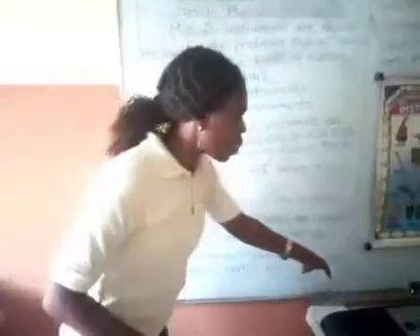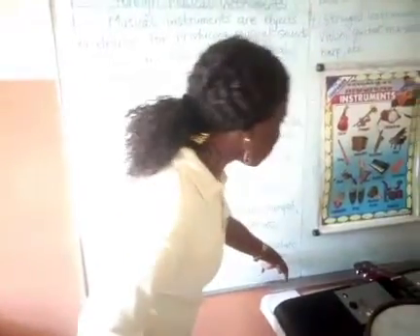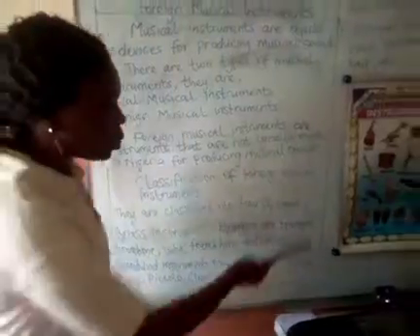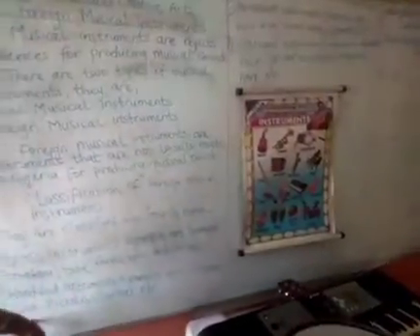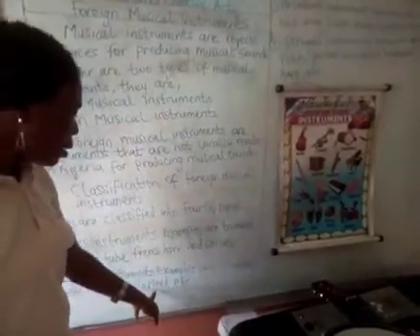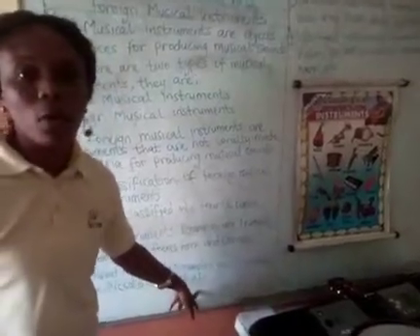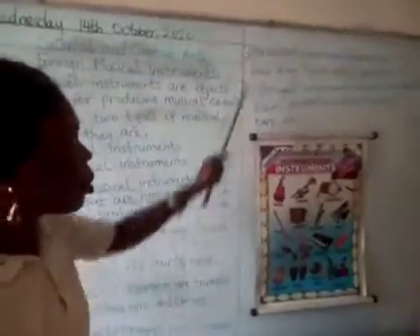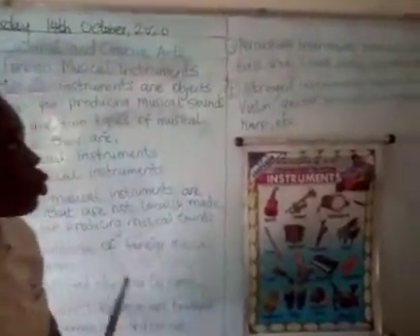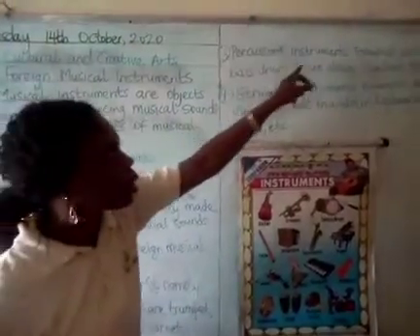And we have some examples. We have example 1, the saxophone, the flute. You can see the flute here. We have the piccolo, the clarinet, and so on and so forth. Now let's look at the third classification of the musical instrument. We have the percussion instrument.